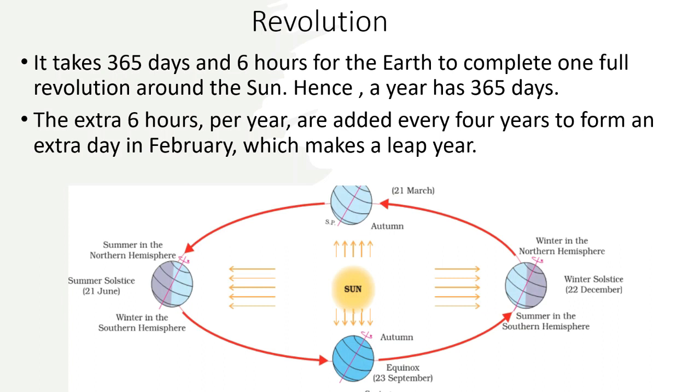What happens to the extra 6 hours? The extra 6 hours per year are added every 4 years to form an extra day in February, which makes a leap year. You see, 6 hours for 4 years means 6 multiplied by 4 is 24 hours, which means 1 day.